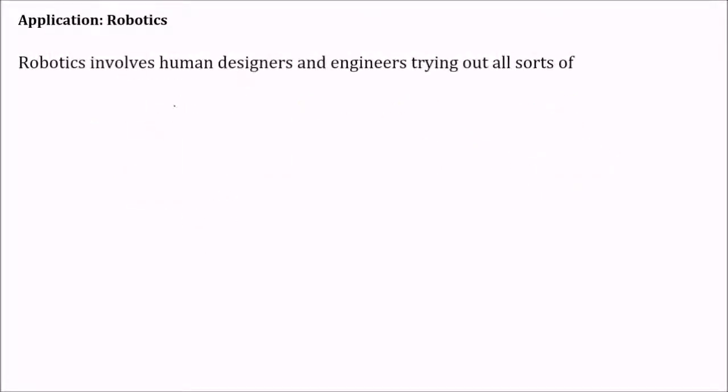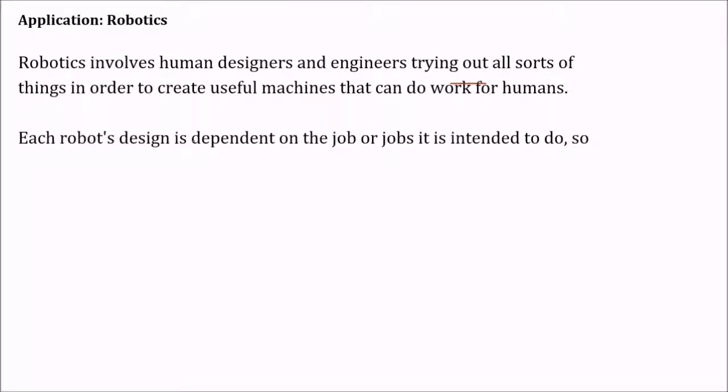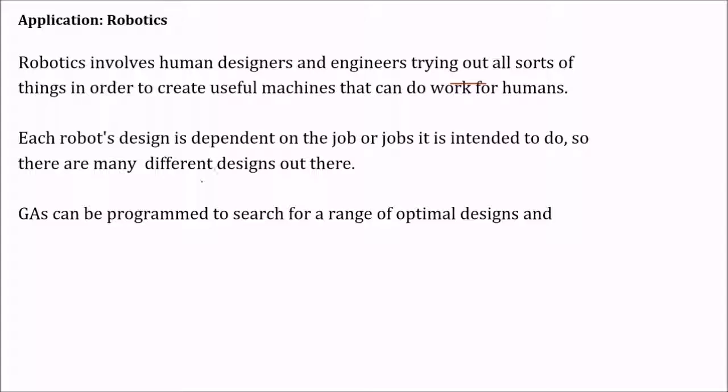Applications of genetic algorithms in robotics. For example, robotics involves human designers and engineers trying out all sorts of things in order to create machines that work like humans. Each robot is designed independently for the job it is supposed to do, so there are many different designs present.